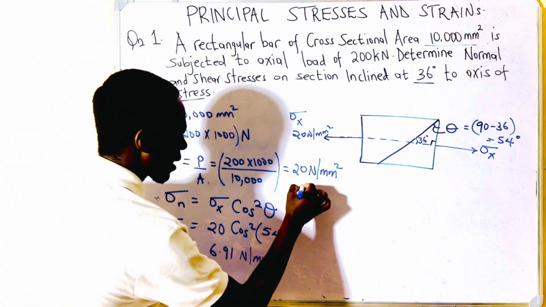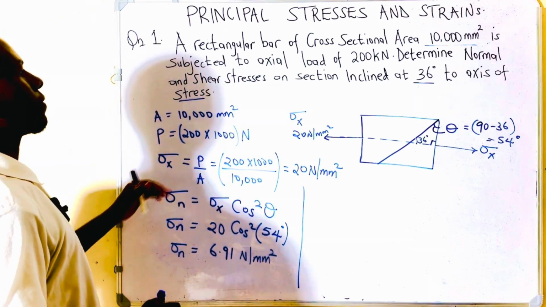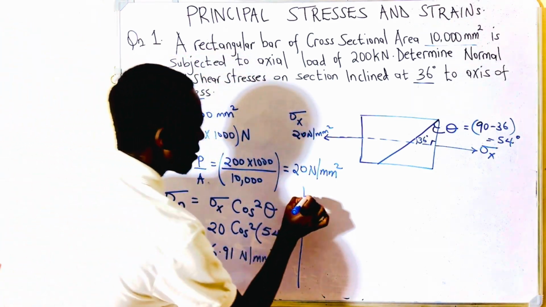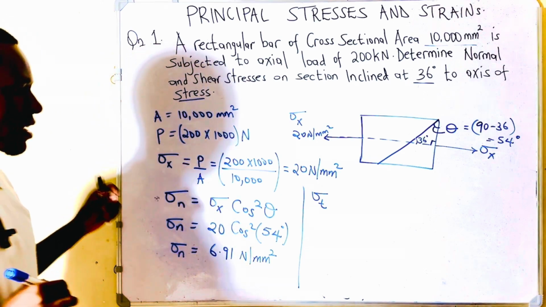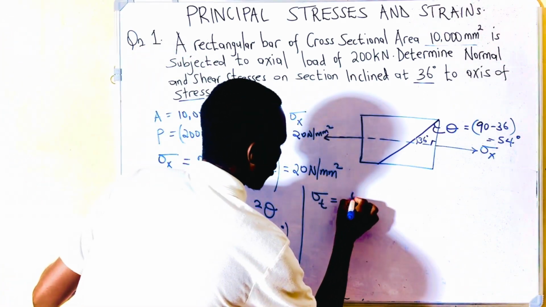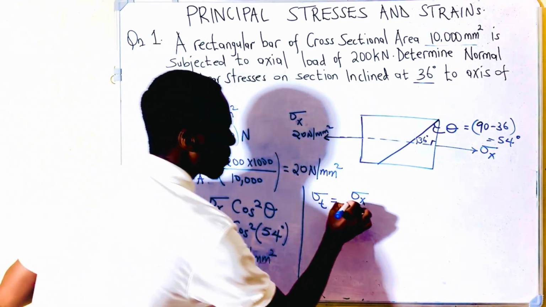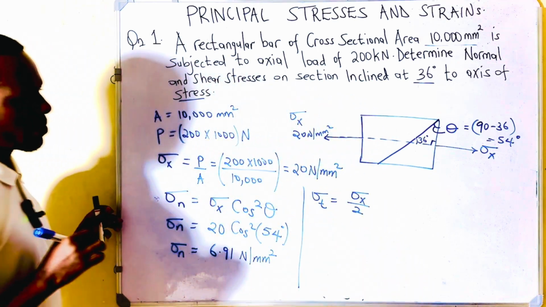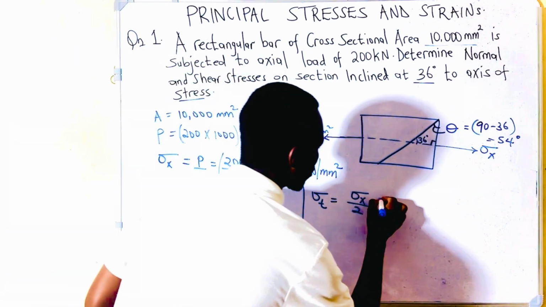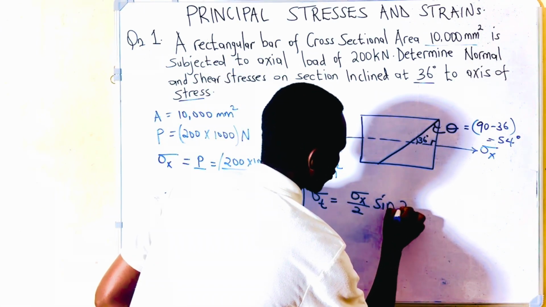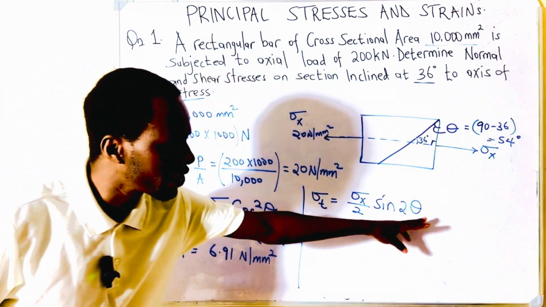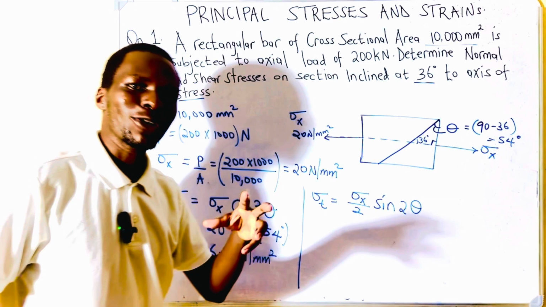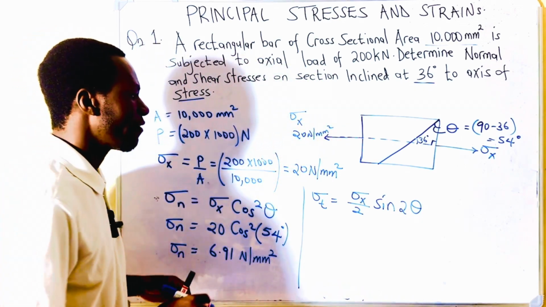Then the second case, we're supposed to find the shear stress. In this case, that is the same as tangential stress. This is sigma t, and we found that the expression is sigma x by 2 times sine of 2 theta. So mind you, this one is square, but this one is 2 theta. You need to take note of that because it's very important and very vital.